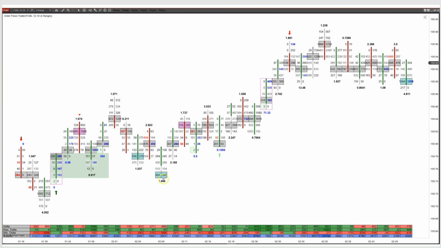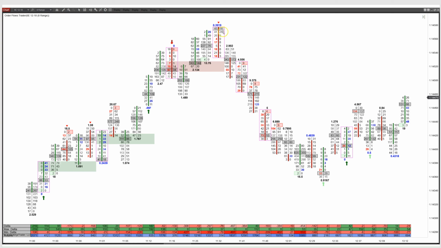Stopping volume right here. Look at that point of control right on the bottom. You got point of control on the top here, point of control here. But to me, this is a go-to trade. It's all systems go. Then you just sort of run back into this range. This is a range-bound market.